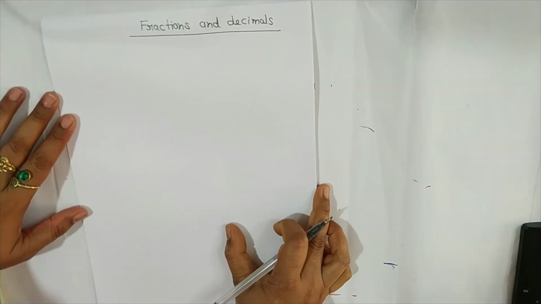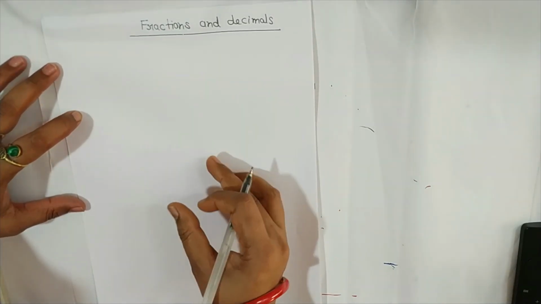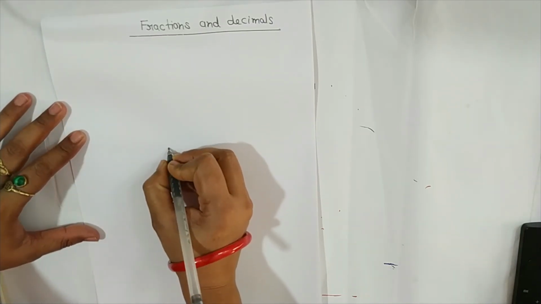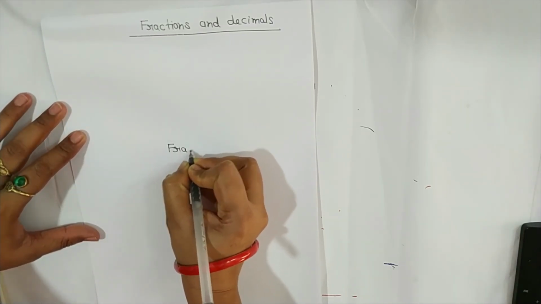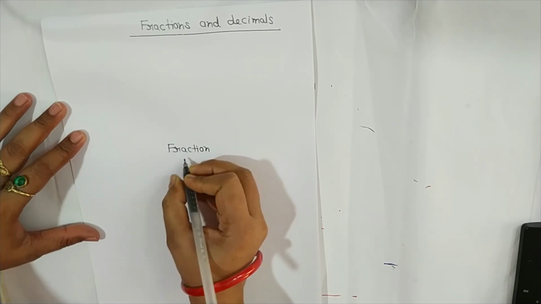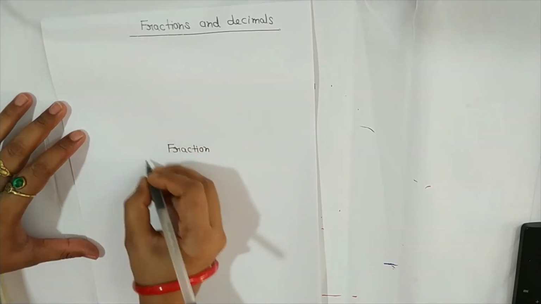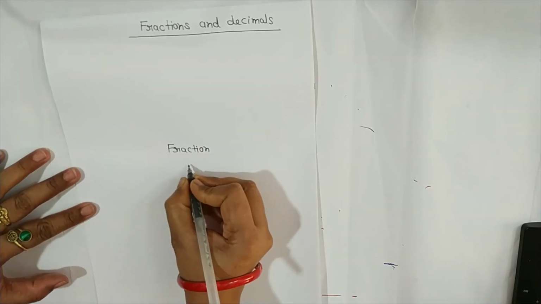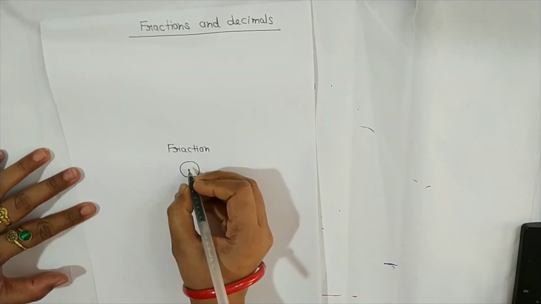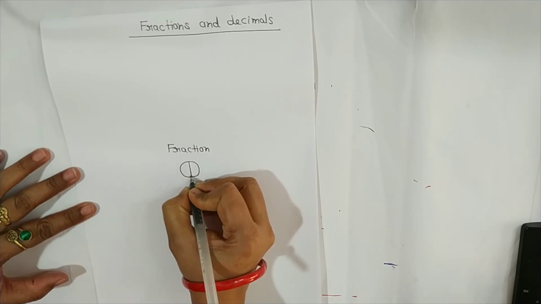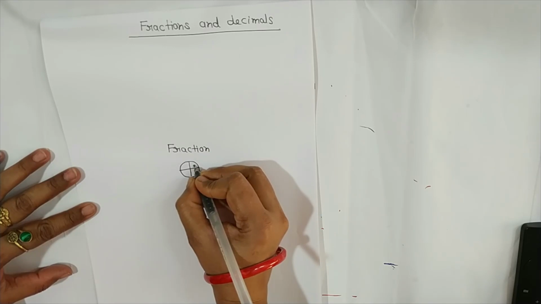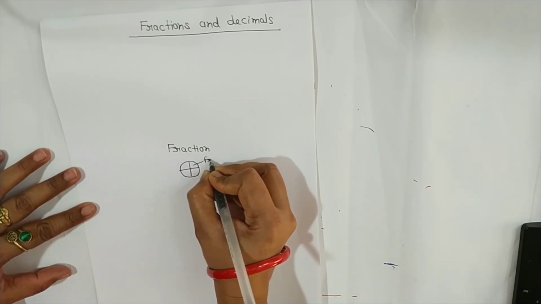This is the second chapter, that is fractions and decimals. So first we will discuss what is fraction. Fraction is a part of whole. Suppose when an object is divided into a number of equal parts like this, each part is called a fraction.